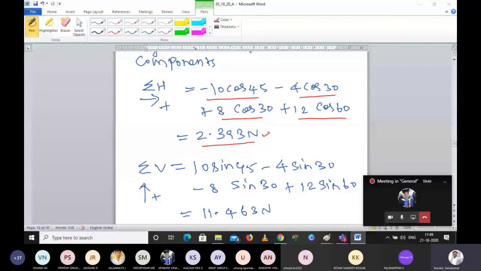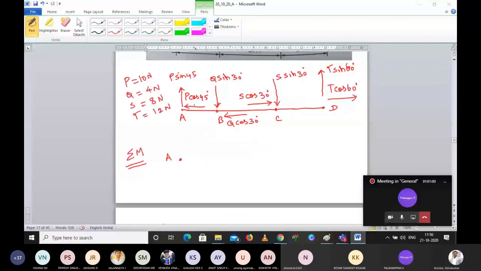From A, I am going to calculate the moment. What are the forces I have to consider? Any idea? I am going to take the moment about point A. What are the forces I have to consider? Whether P cos 45. One minute, I will ask you. You can answer my query. All of you listen. After that, you can calculate. So the point A, I am going to take moment.